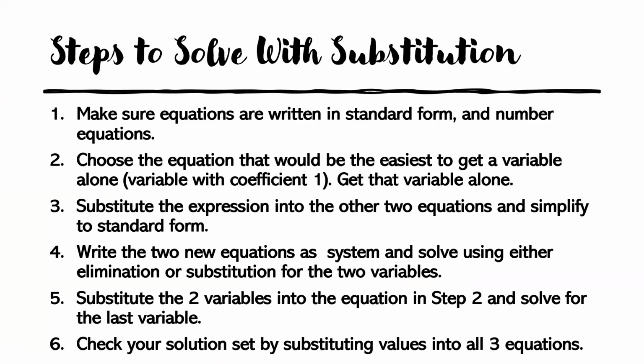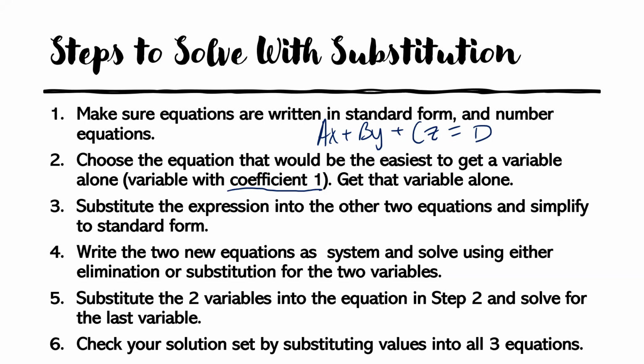Step one is you want to make sure the equations are written in standard form. So it's still going to always be in standard form. That's our AX plus BY plus CZ equals D, our constant. Step two is to choose the equation that would be the easiest to get a variable alone. So key thing is the variable with a coefficient of 1. Still same thing as that. That's what we're looking for. Something with a coefficient of 1 to get the variable alone.